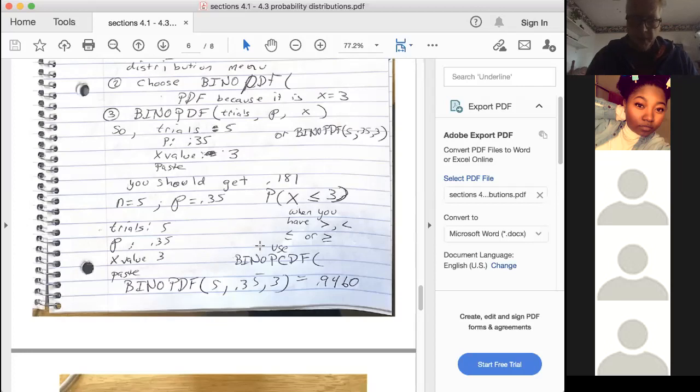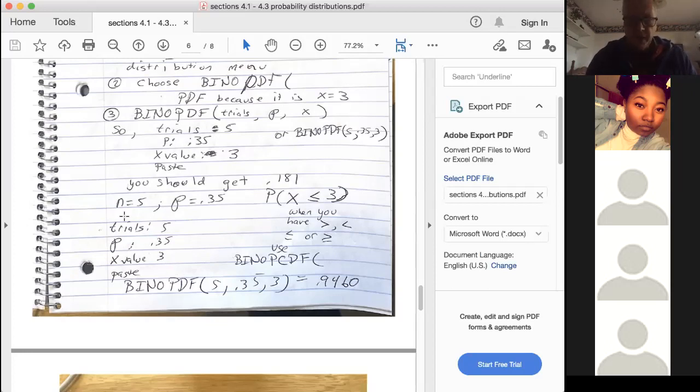Okay? I'm going to use the CDF. So this should say actually CDF right here. There's a typo there. That should say CDF. Actually, it's a misprint, I guess. So make sure you put CDF there and not PDF. So I'm going to use the binomial CDF, okay?